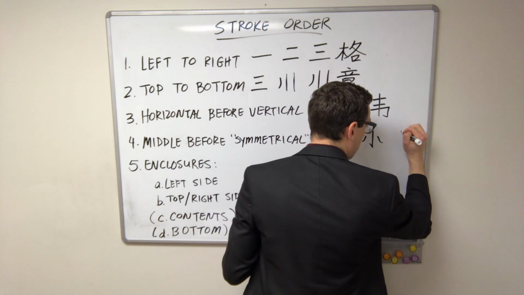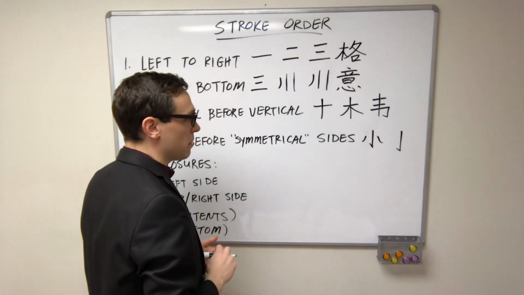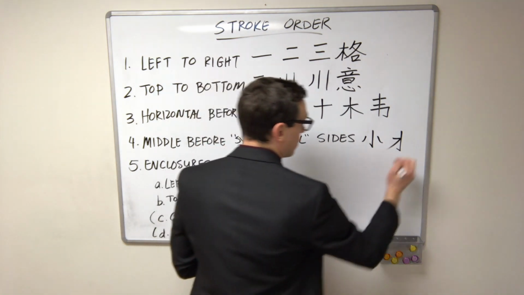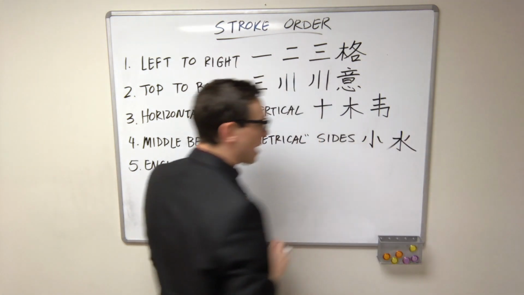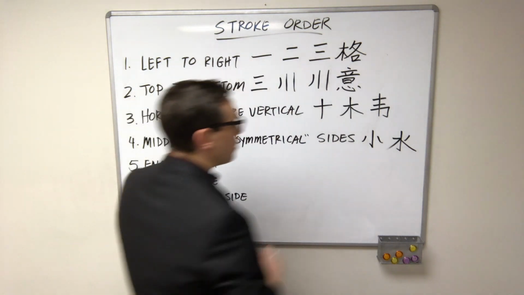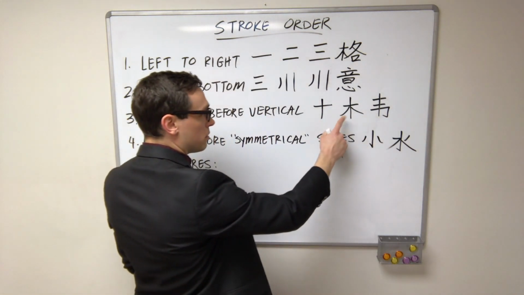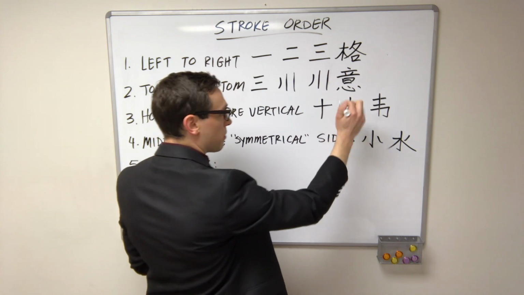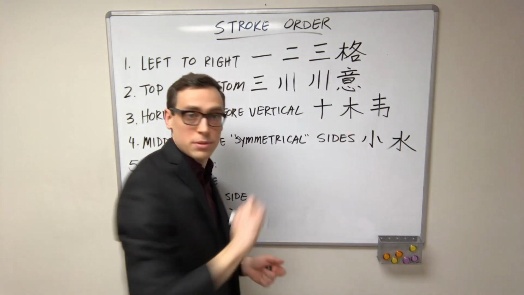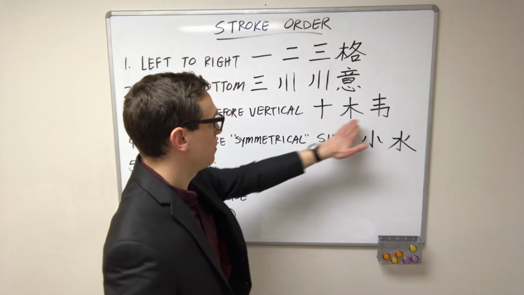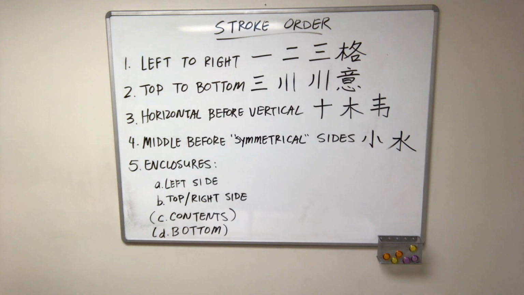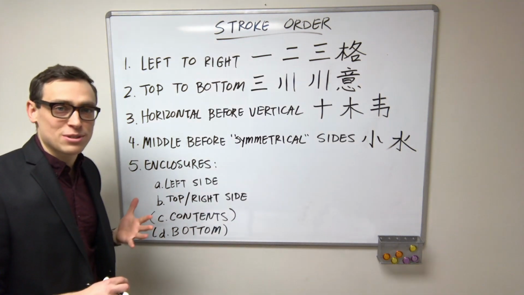Same thing for the character for water. We have our middle, then the left side, then the right side. Not as symmetrical, but still the rule applies. You can sort of also see this rule in mu as well. So we have our crosshairs, and then out of these 2 sides, which one comes first? Left, then right. Okay? 好的.